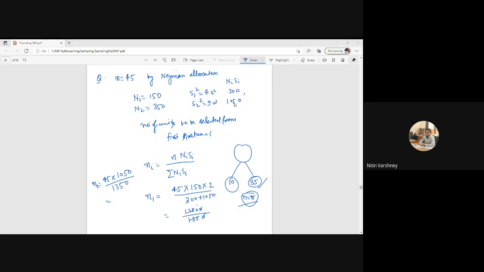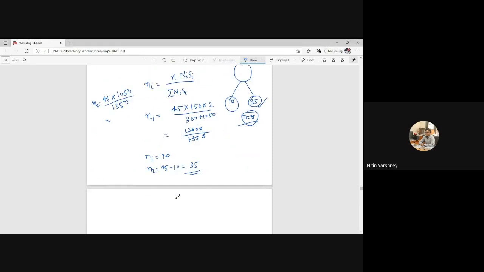Any doubt in this? This type of question will come in the examination from the allocation point of view, or they can ask directly the variance formulas. Okay, now we will move to the next topic.